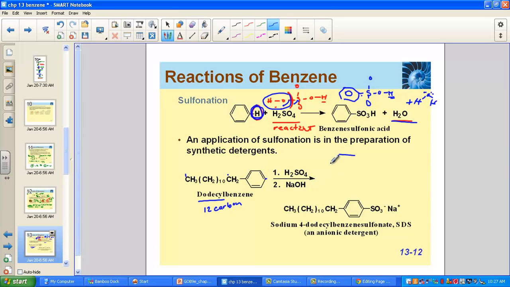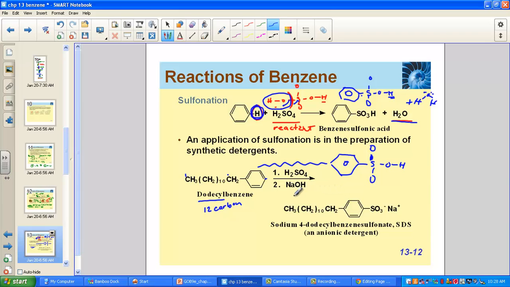Let me draw this intermediate for us so we can see. Step 1, and this is that long carbon chain: 1, 2, 3, 4, 5, 6, 7, 8, 9, 10, 11, 12. So there's that long carbon chain, kind of see that long tail, dodecylbenzene. On the opposite side, step 1 of this two-step process created the structure as above, benzene sulfonic acid, except now we have a tail on the opposite end: dodecylbenzene sulfonic acid.